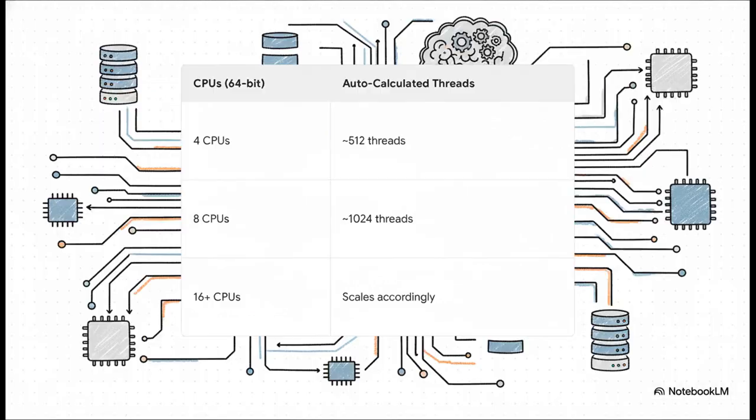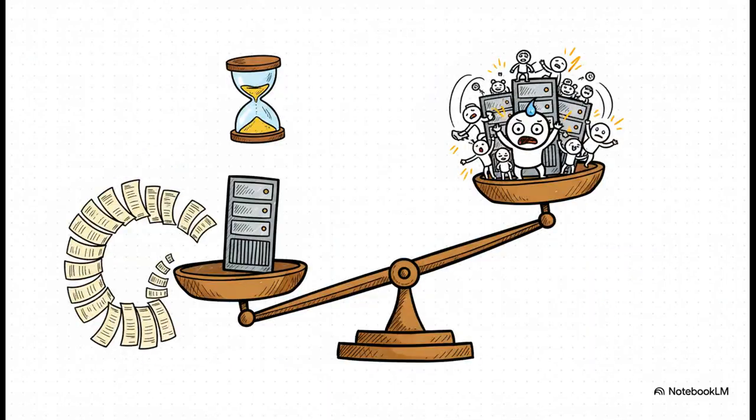And you know, this automatic calculation isn't some random guess. It's actually pretty sophisticated. As you can see here, SQL Server intelligently scales the number of available threads based on your server's hardware, specifically the number of CPUs you have. If you do decide to change this value manually, you are walking a tightrope. Set it too low, and your applications will start to slow down because requests are just sitting there waiting for a worker to become free.